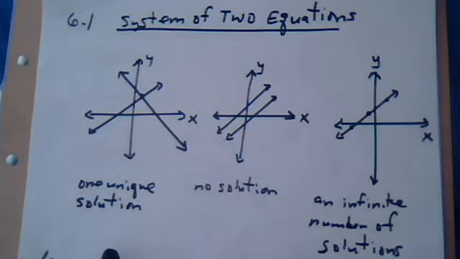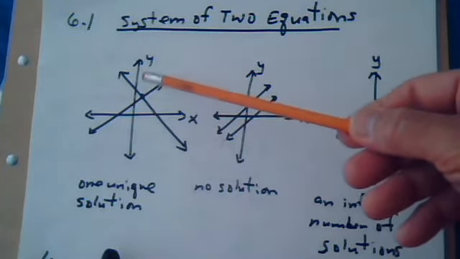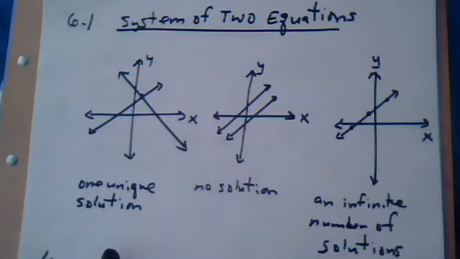A system of two equations. Every equation can represent a graph. So we have two equations, so we have two lines. These are linear equations we'll be working with.